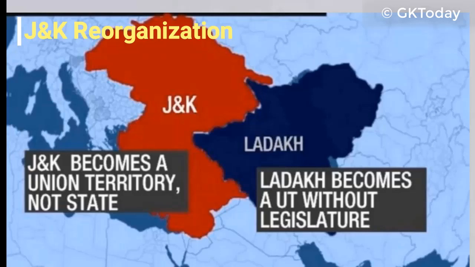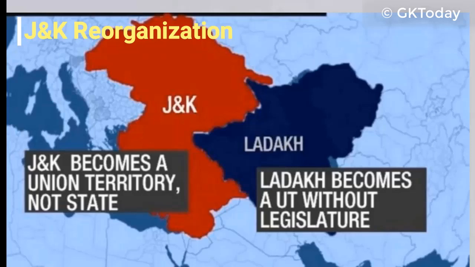The Union Territory of Jammu and Kashmir will have a legislature like Delhi and Puducherry, while the Union Territory of Ladakh will not have any legislative assembly. So it will be like Chandigarh. Since the bill has now been passed by both houses, once the president signs the bill and the government issues a notification, the Jammu and Kashmir will no longer be a state.